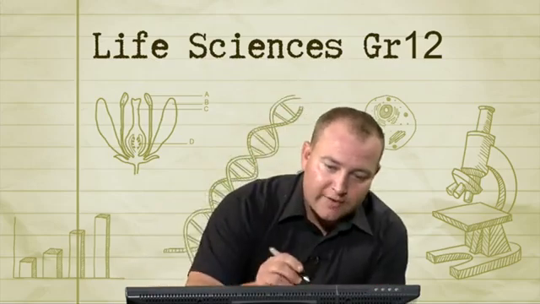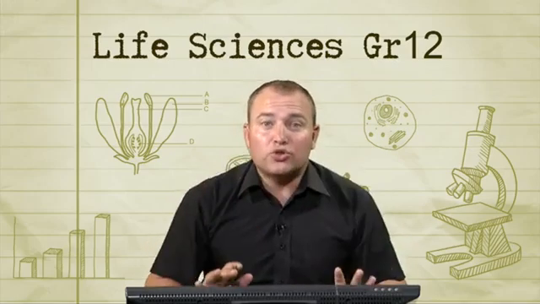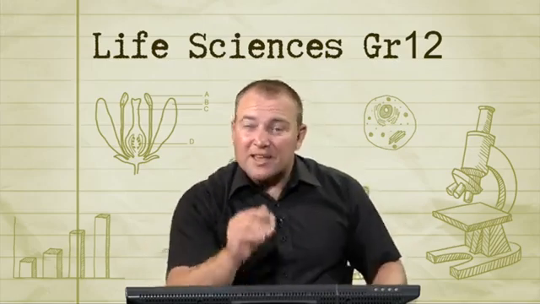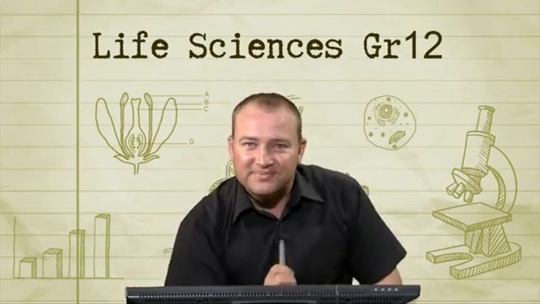Right, so let's have a look on the screen here at what we have. First thing, we're going to look at puberty, gametes, ovulation, and fertilization. Those 4 words. What I want you to do, I'm going to give you 2 minutes, and in there I want you to give me explanations. When I come back, we'll give you the correct answer. So, 2 minutes, off you go.